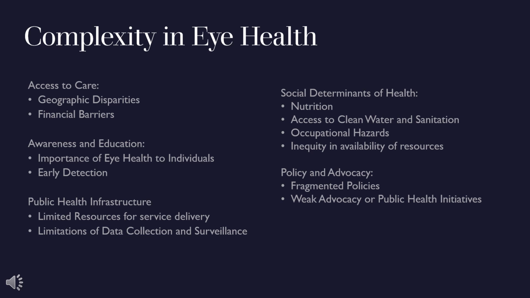And another area is policy and advocacy. Policy comes up a lot in terms of sustainability of change, but how fragmented are policies? How is the implementation once there is a policy? And is that done in an equitable way? Are there the resources? And what is the advocacy around public health initiatives? Is this also a priority from a political side, making sure that eye health is integrated?